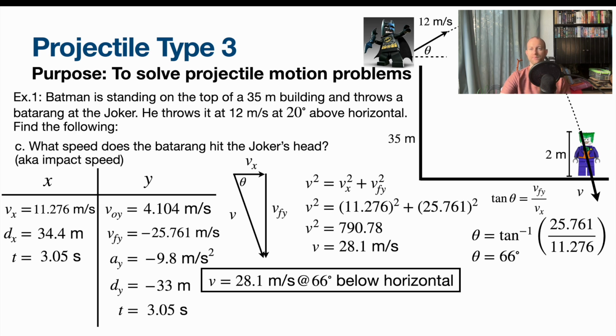That's type 3. Those are really the main types of questions you'll be given. The only other variety you could get is if the Joker decides to throw something back and he's throwing up a building, that'll be something a little bit trickier. But those are extending questions that you'll see with the worksheet.